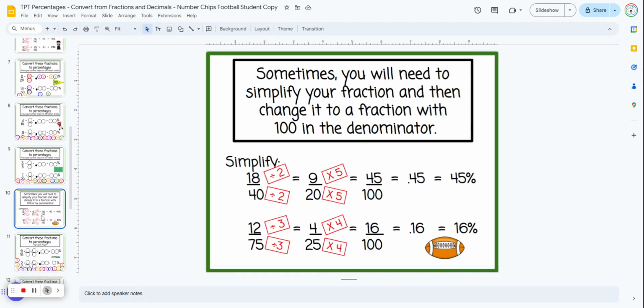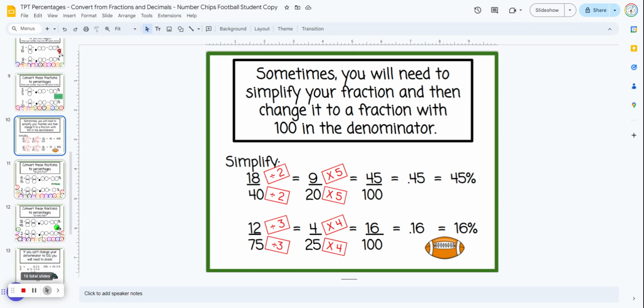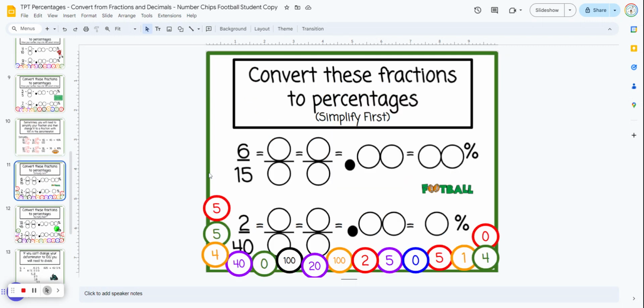Same thing here. And then when we get to slide 10, sometimes we can't convert directly to 100. So we can't multiply 40 times any number to get 100. But we can simplify that fraction and then convert it. So here, if we simplify by dividing the numerator and denominator by 2, we get an equivalent fraction of 9/20. Now we can convert it to an equivalent fraction with 100 in the denominator. So students are going to be doing that on the next 2 slides.